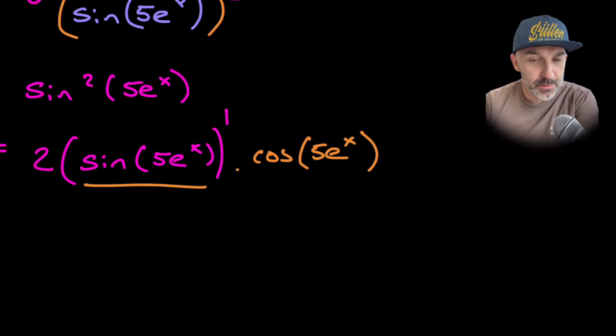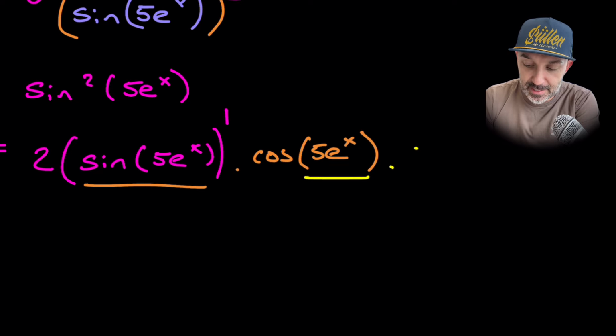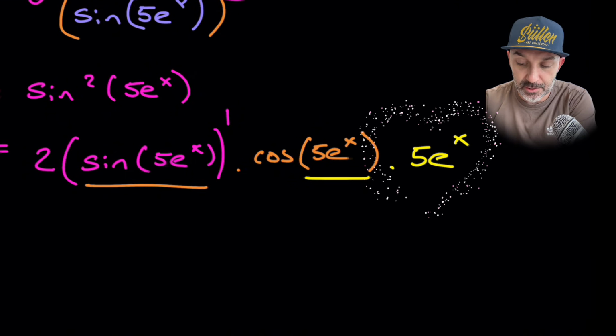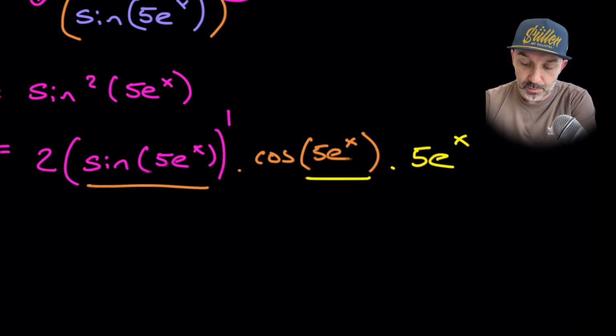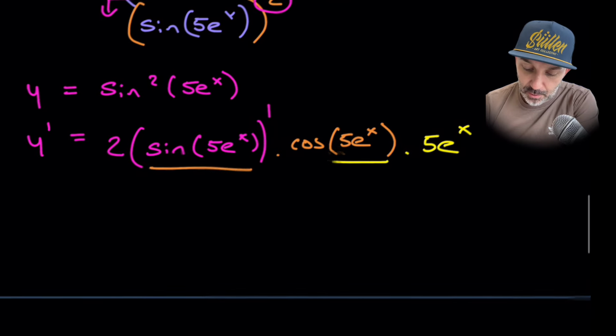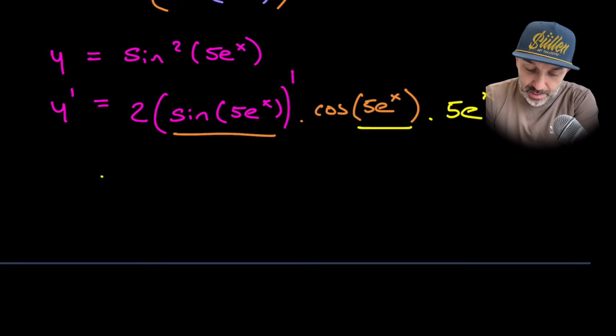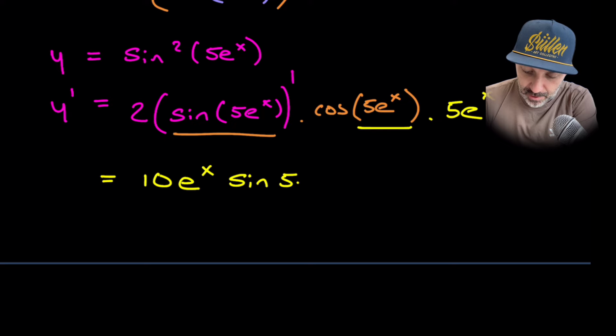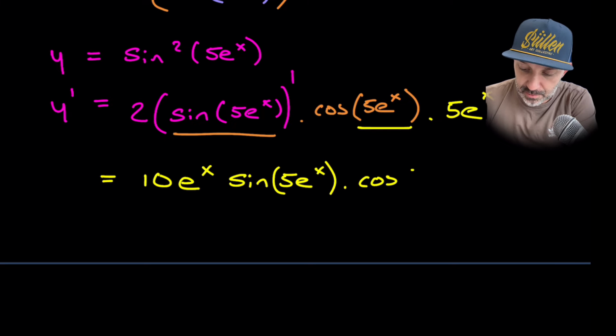But then we also need to multiply by the derivative of the actual bracket itself. So the derivative of 5e to the x is actually just 5e to the x. If you watch one of my other videos on differentiating exponentials in this calculus unit, you'll see why, because the derivative of e to the x is still e to the x. Okay, so we have this big expression. We can multiply the 2 and the 5 together, giving us 10. Then we have e to the x, and then we simply have sine 5e to the x. I'll just put a bracket around that so you can see it a bit clearer. And then cos 5e to the x.